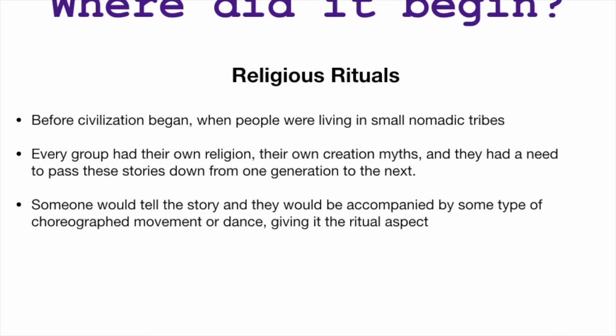And there's usually some type of choreographed movement or dance that goes along with it, which gives us the ritual aspect. And so it's in these religious rituals from these nomadic tribes before civilization begins that we say theater itself begins. Because in the end, what were these religious rituals? Well, they were stories that were being performed in front of an audience in order to pass down a story from one generation to the next. And in essence, this is theater. And so this is where it begins.